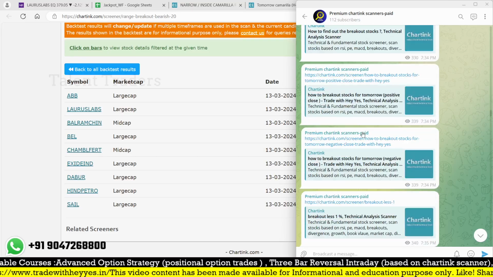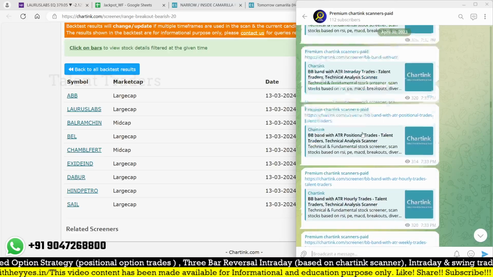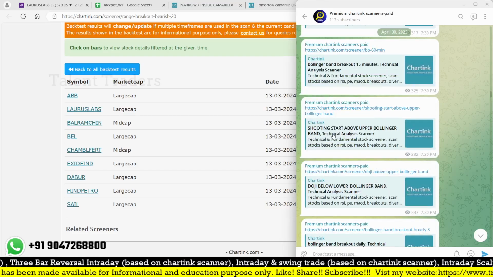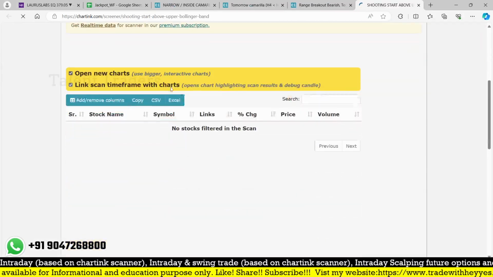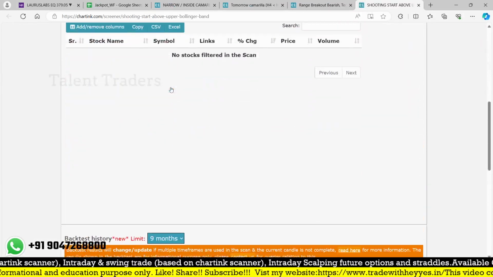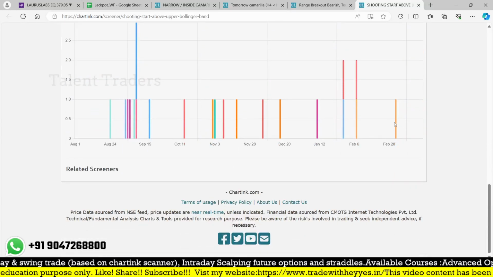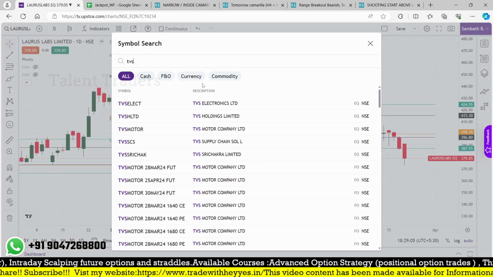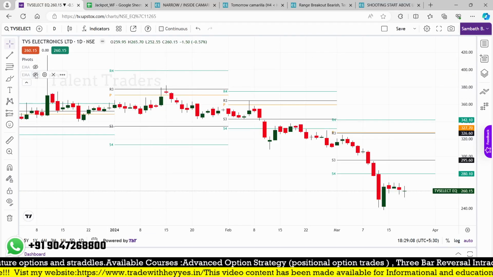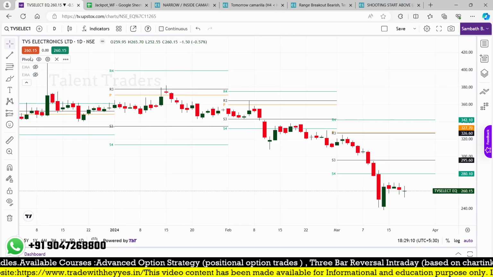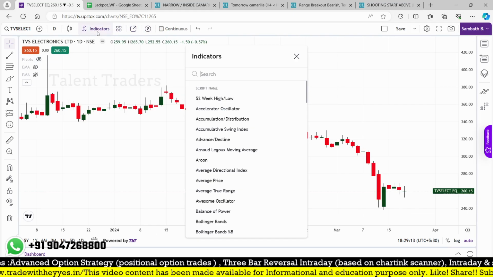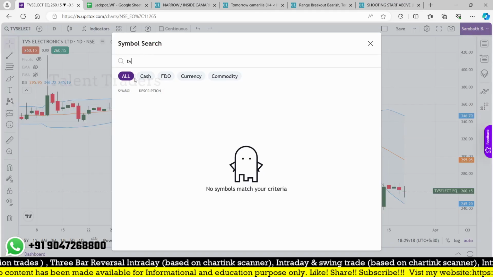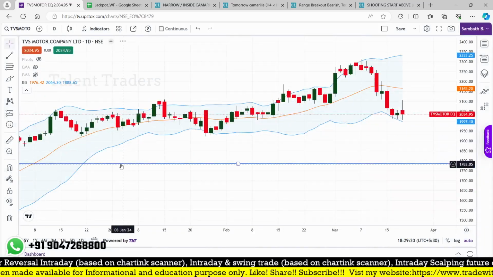You will find some 5 or 6 breakout scanners, and you can see there is a Bollinger band based one. Here you can see shooting star above Bollinger band. So the stock is forming a shooting star on the daily time frame. Let me look at this, a very few number of stocks. TVS Motor on the 2nd of this month. Instead of the pivot, I will go with the Bollinger band indicator on the daily time frame. The stock is TVS Motor, happening on the 2nd.